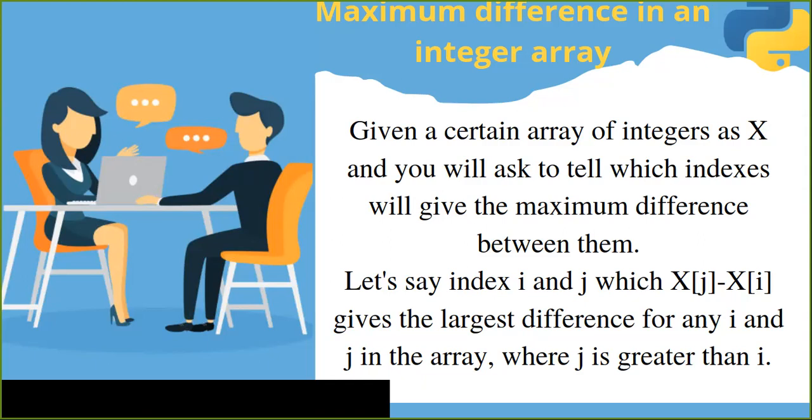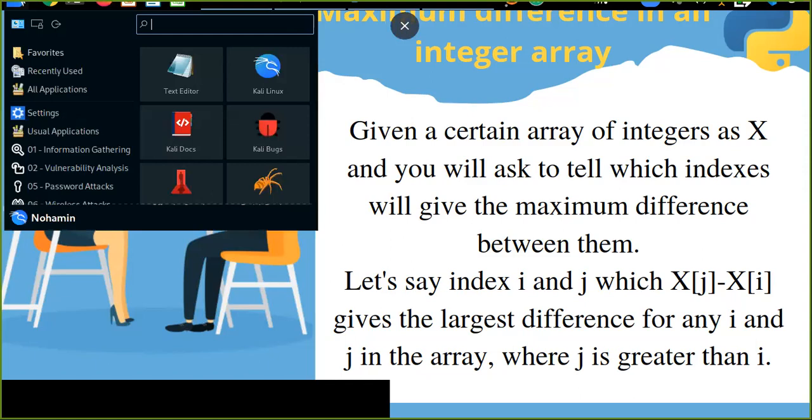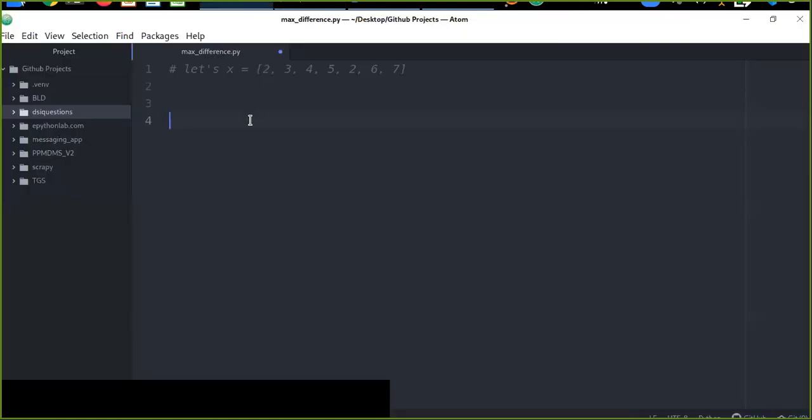But in this question, you are asked to find at which position the maximum difference occurs, at which position the difference between the two elements gives the largest difference. So you are going to find the best i, the best j, and the maximum difference as well. So to solve this problem, let's say we are given x, the array.